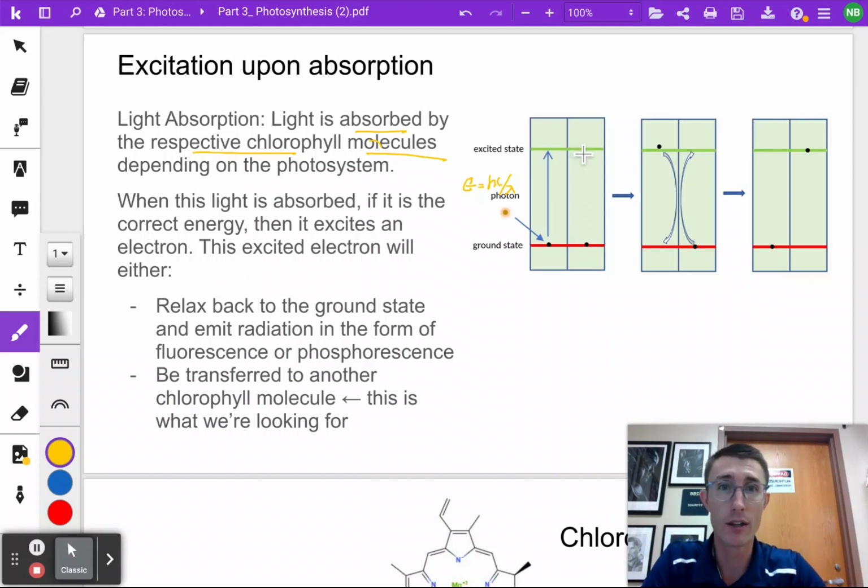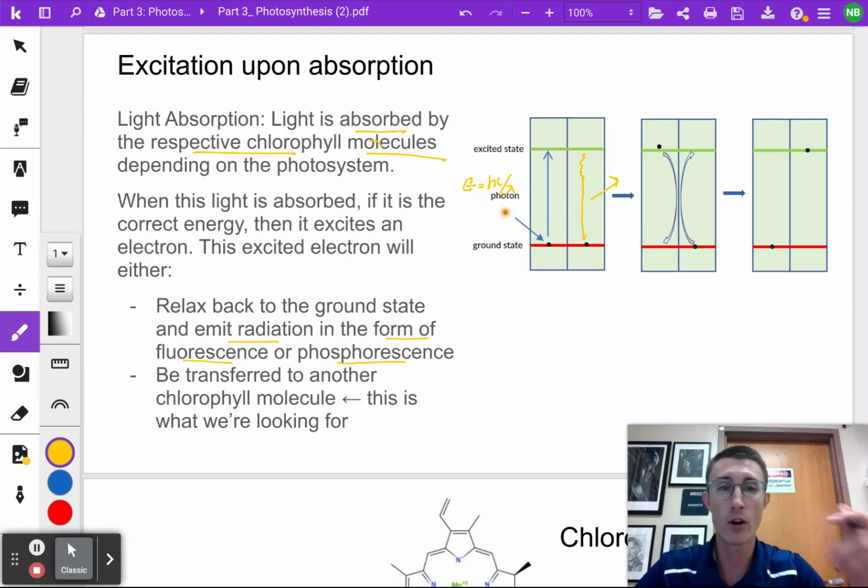Either it is going to relax back down to the ground state, and when it relaxes back down, it would emit light from the molecule. It will emit a photon containing some discrete energy value, and if it's in the visible range, we can detect it as a color. So when it does relax, it could emit radiation, and we could call this fluorescence or phosphorescence.